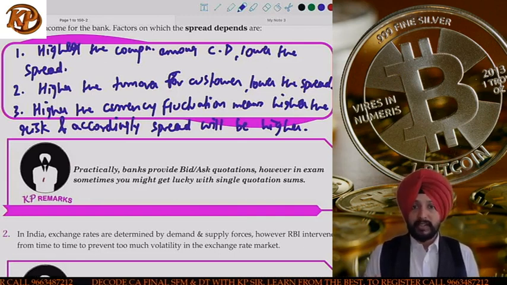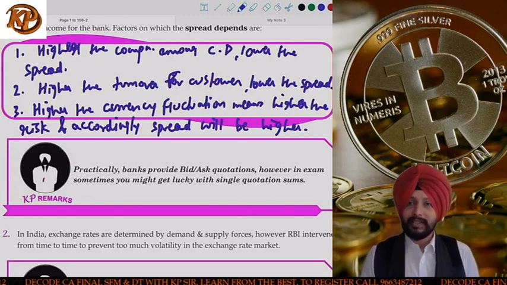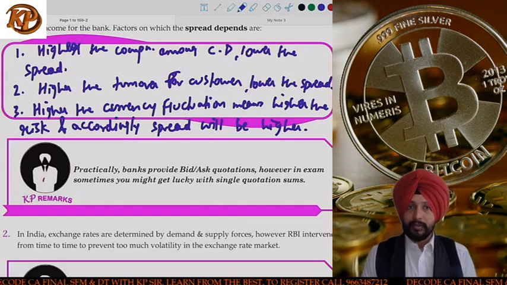Guys, I hope this part is clear to you. So for 2 marks they might ask you this, and you can write these 3 points. That is more than enough.